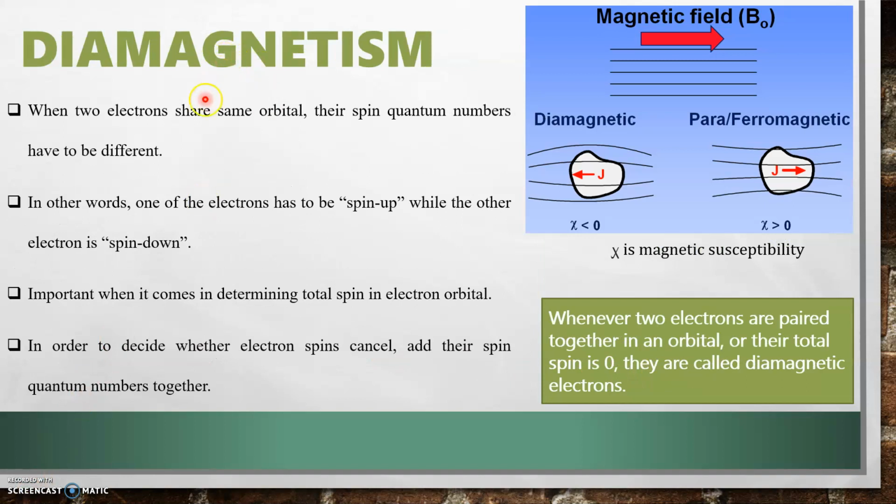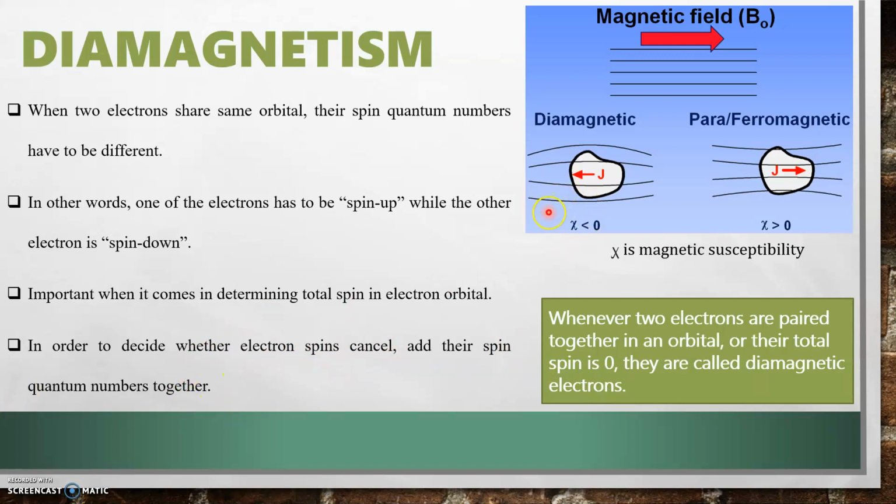What is diamagnetism? When two electrons share an orbital, their spin quantum numbers are different, that we have already established. One is spin up, the other is spin down. When it comes to determining the total spin of the electron orbital, we have to account for both the spins of the electrons. Now in order to decide whether the spin cancels out, we add the spin quantum numbers together.